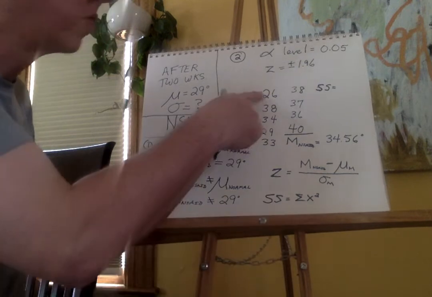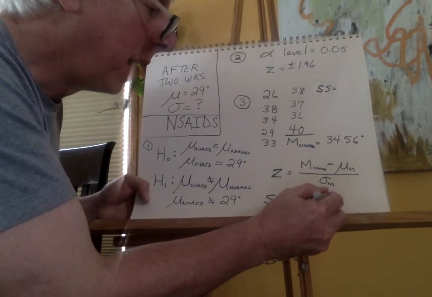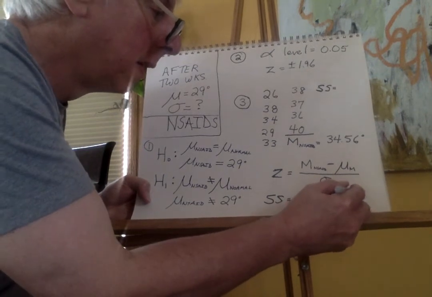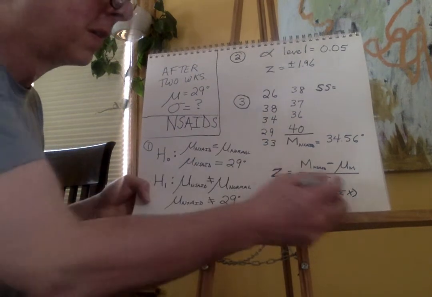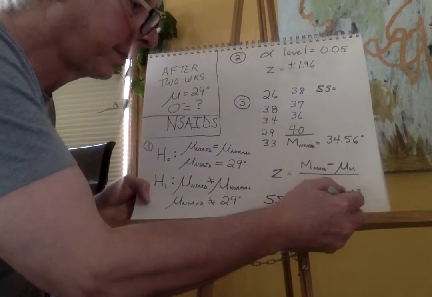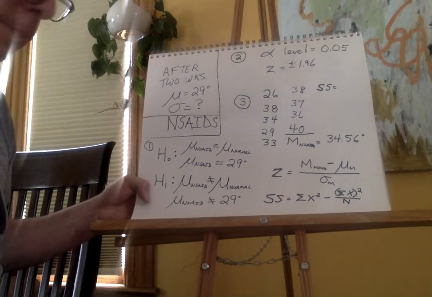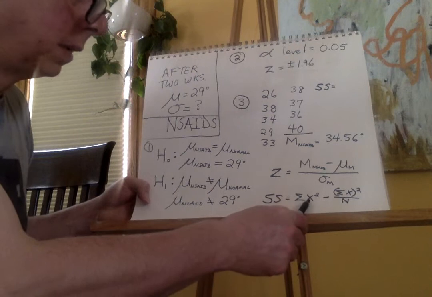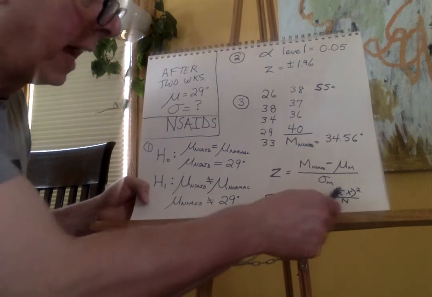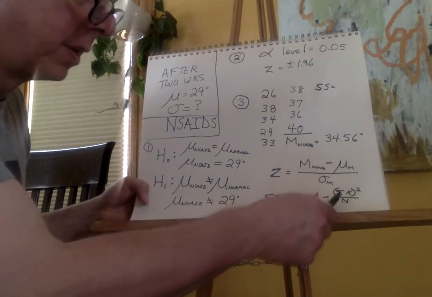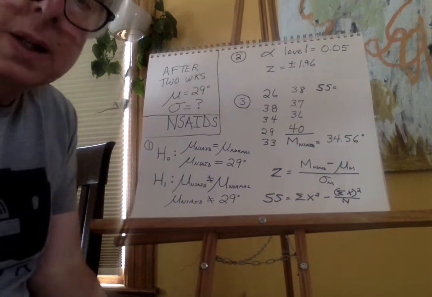Square each number, 26 squared plus 38 squared plus 34 squared, right? Minus, let's get the sum of all the x's. So we're going to add them first, then square, divide by the number of numbers. Okay? Square each one, add them together. Then we're going to add them all and square that number, divide by n.